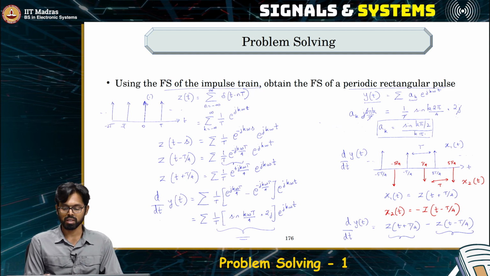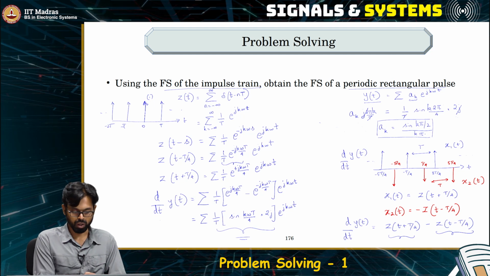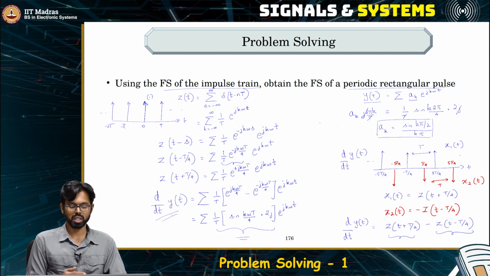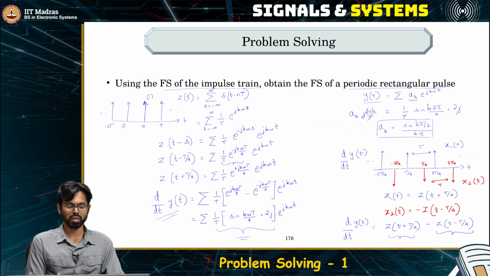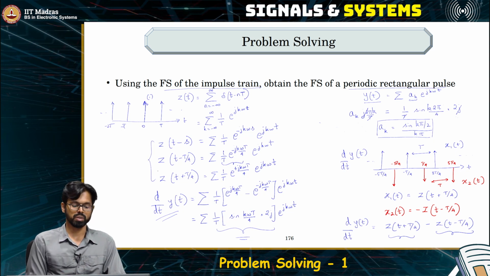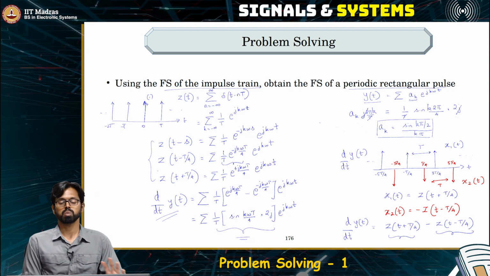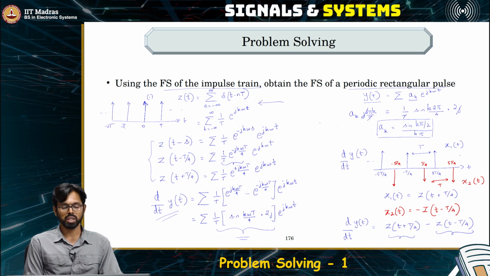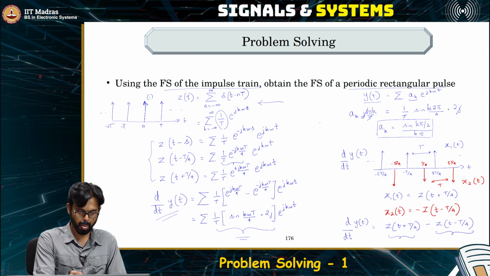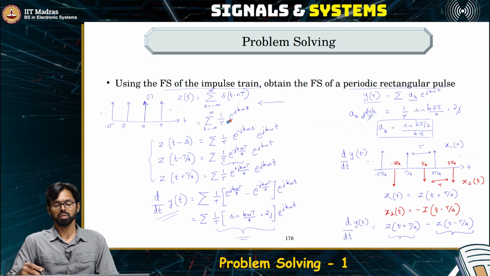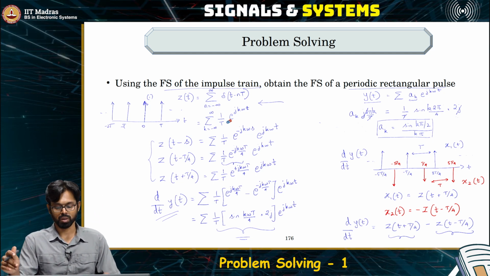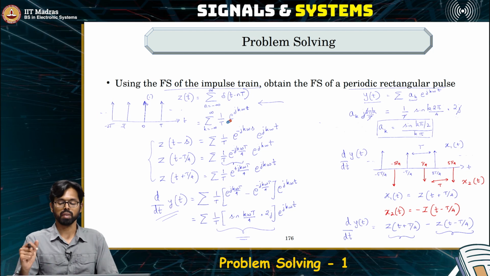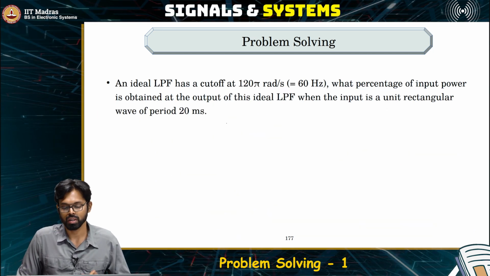So this is a nice example where we saw the property of the Fourier series coefficient relationship between the signal and its derivative and its time shifted values. Just by using these two properties and knowing that the Fourier series coefficients of an impulse train are just a constant, we were able to find the Fourier series coefficient for the rectangular pulse by putting all the properties together. Alright, so now this is another interesting example.